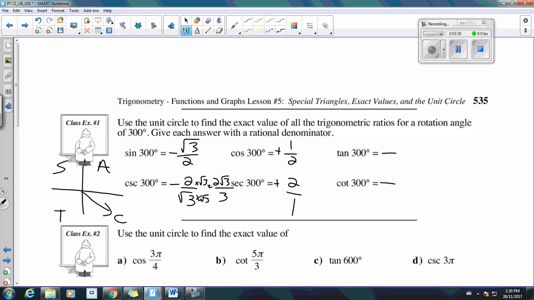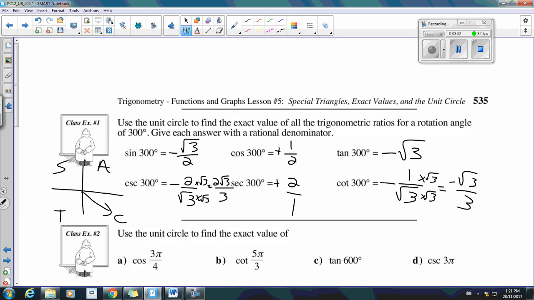Tan, well now we need to divide. And when we divide the 2, we get negative root 3. Cotan gives us negative 1 over root 3, multiplying both by root 3.